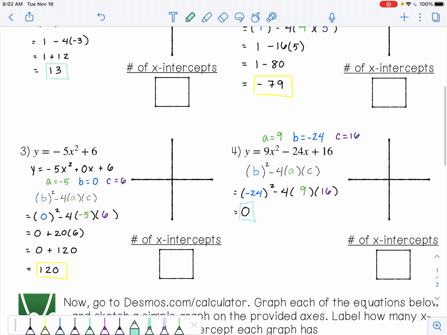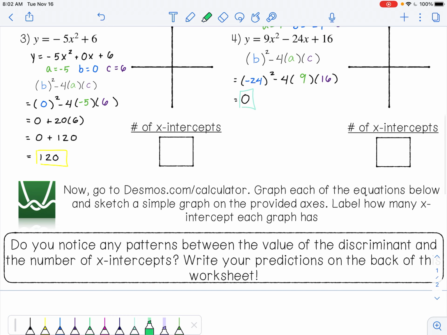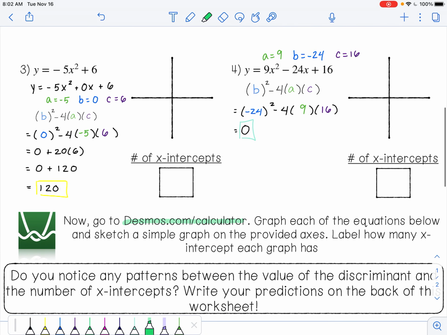So now what I want you to do is explore the relationship between this discriminant and the graphs. If we look at our next direction, we're going to go to desmos.com/calculator, and you're going to graph each of these equations and sketch a simple graph. So you don't have to do a lot of detail. You just want to sketch what it looks like. I'm going to do number 1 with you so you know what I'm looking for. We're also going to label how many x-intercepts each graph has. That's a typo, that should say intercepts.